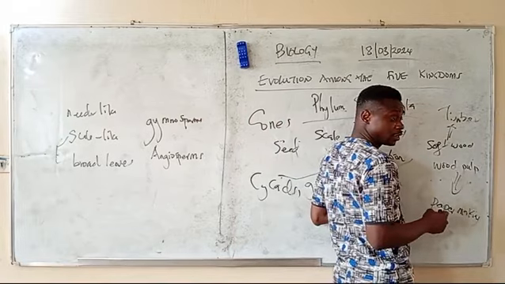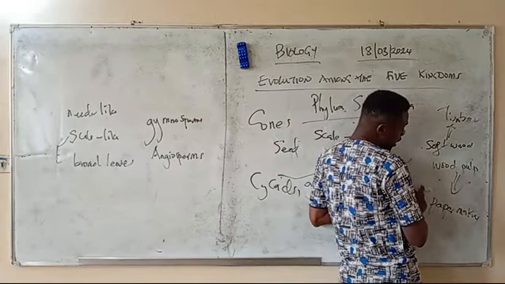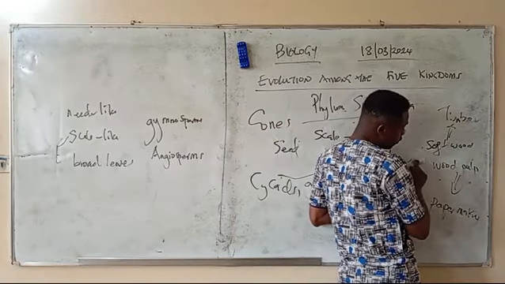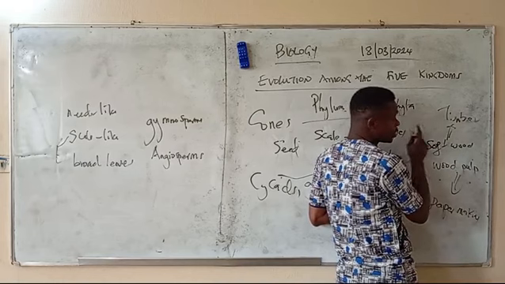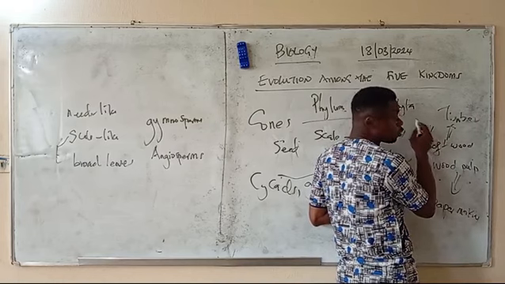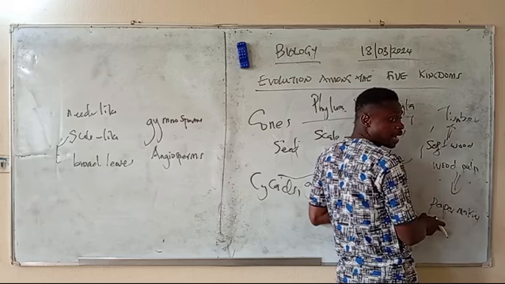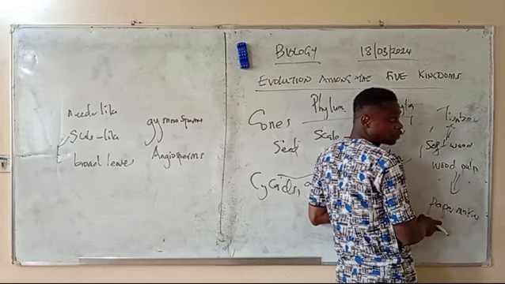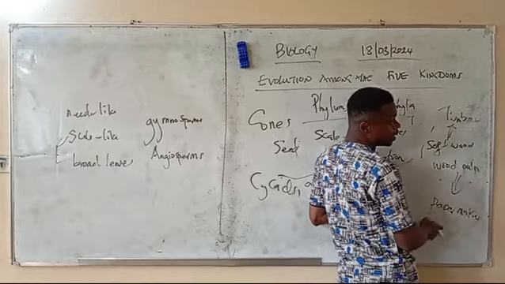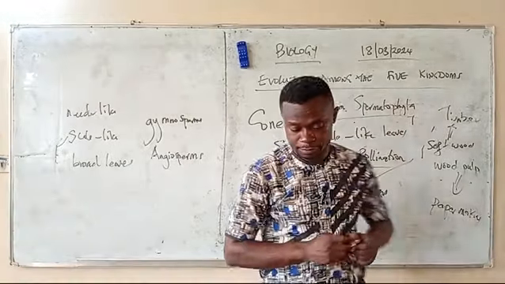Are you following? Both softwood and wood pulp are produced from what? Conifers. Softwood is used to produce timber, while wood pulp is for paper making. Okay.